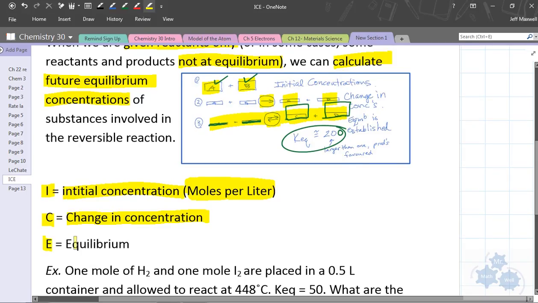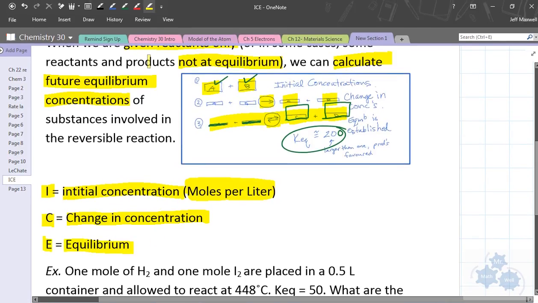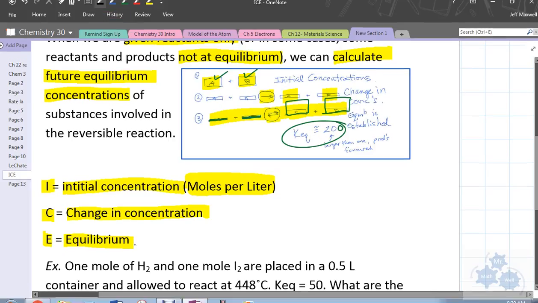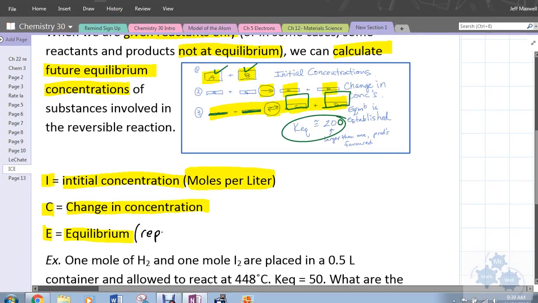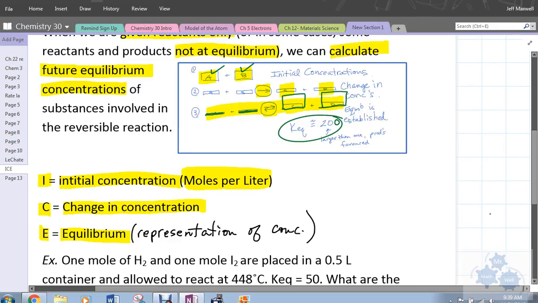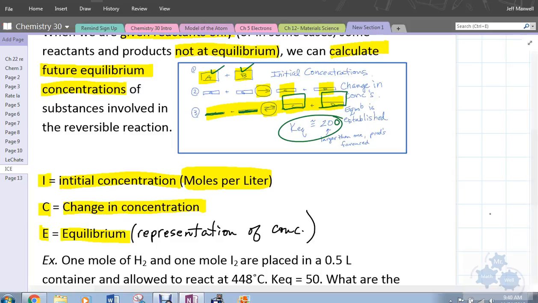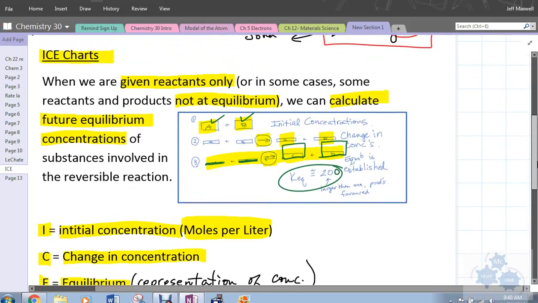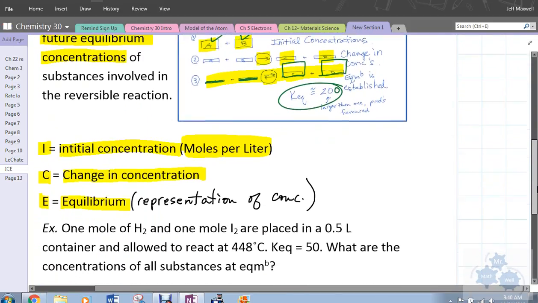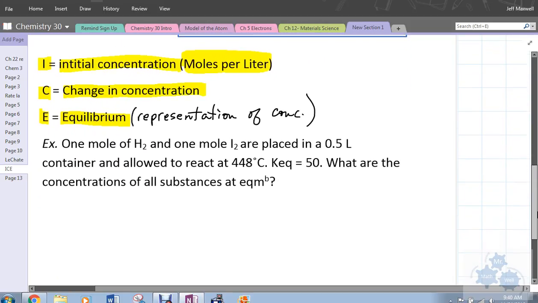And then E is equilibrium. So it's equilibrium, and what do I mean at equilibrium? It's the representation, and of course we're going to have some unknown variables here, so there's going to be a little bit of math involved. Representation of, or the expressions of, concentration of each substance at equilibrium. Alright, so that's where we're at, and I'm going to do an example here with you.